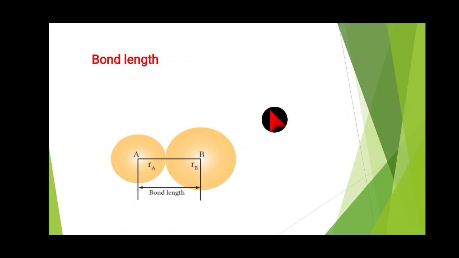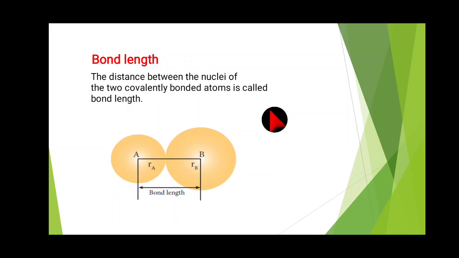The distance between the nuclei of two covalently bonded atoms is called bond length.